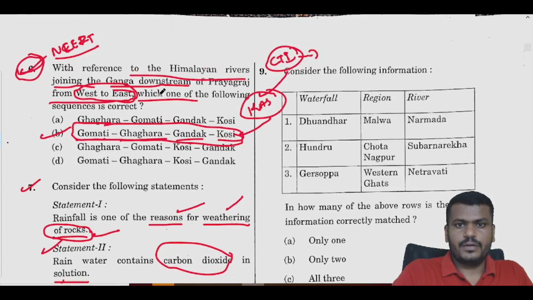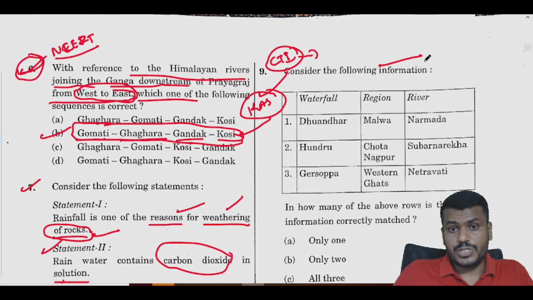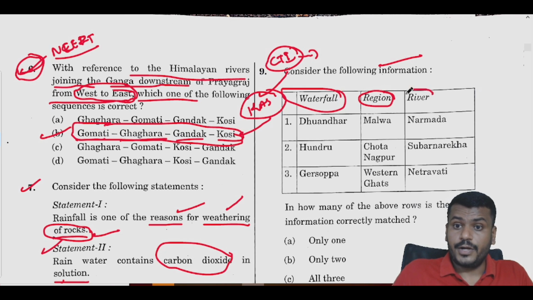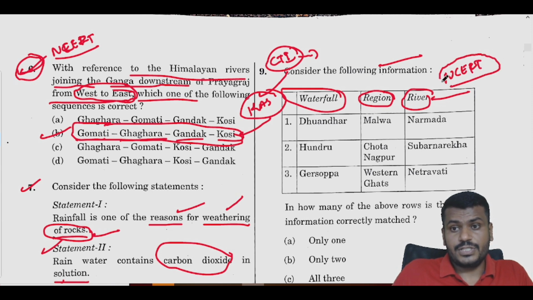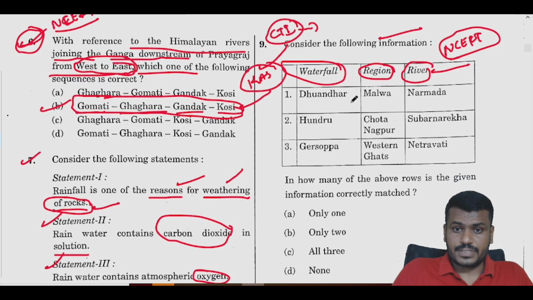Consider the following. Again, many people thought these are very easy questions, because here you need to know the waterfall, the region, and the river. Three things you need to know. Again, I feel NCERT with a map definitely helps you to figure out the answer, guys. Okay, so Dhondara, Malwa Plateau, definitely that is on the Narmada river.